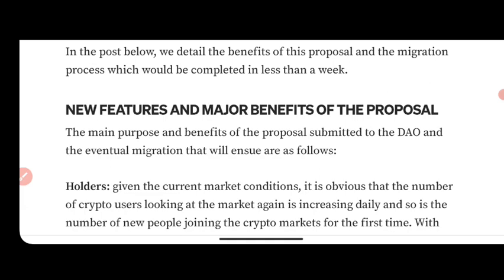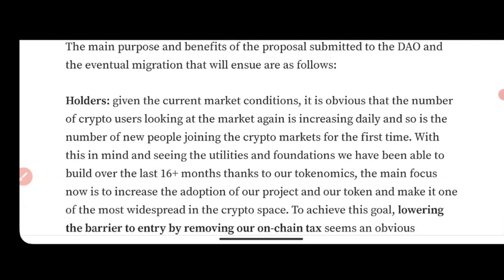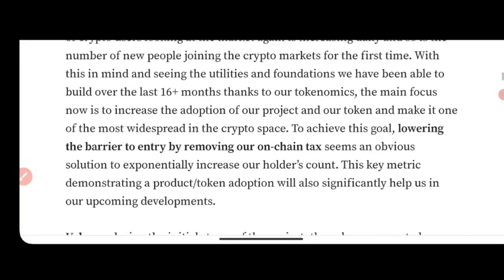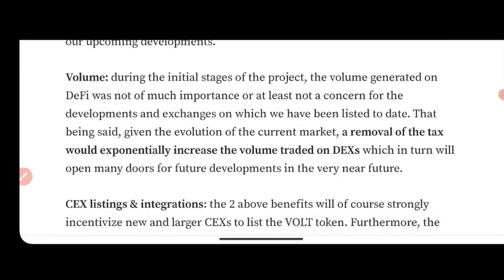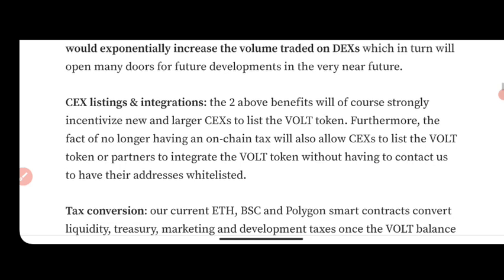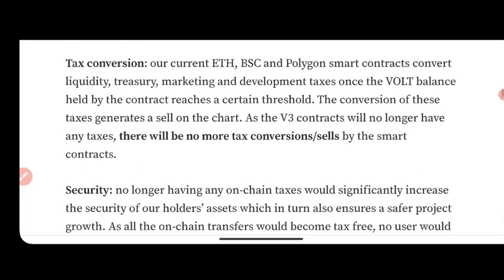So right here, we have the new features and the major benefits of this proposal coming up. We have a lot of new features, a lot of benefits coming up on this. Currently, I said earlier in my last video about the volume, and we are going to be removing the tax. That is the major point. And also the centralized exchange is going to be coming up, and we have a lot of orders that will be holding this, and the tax conversion.